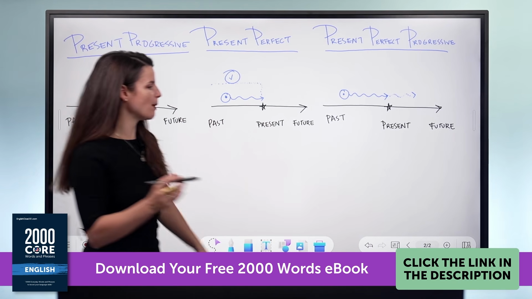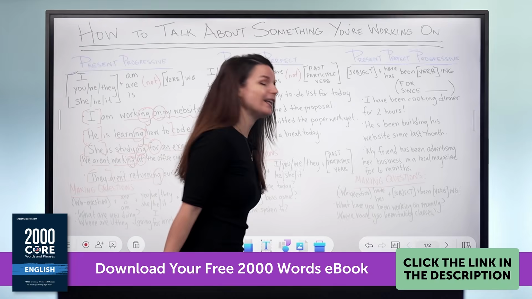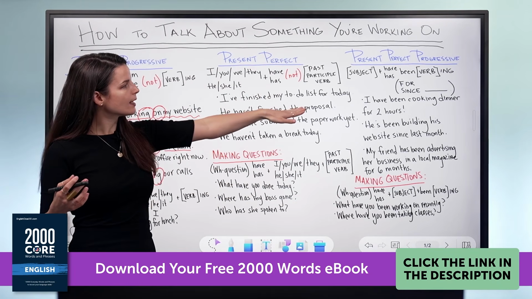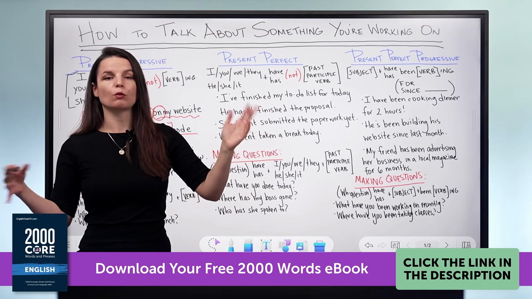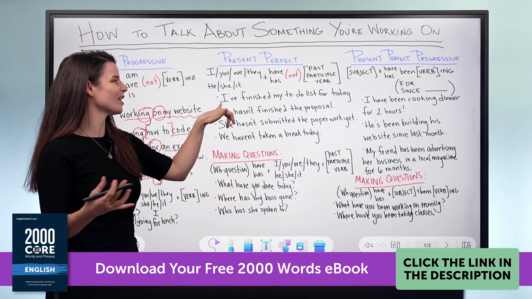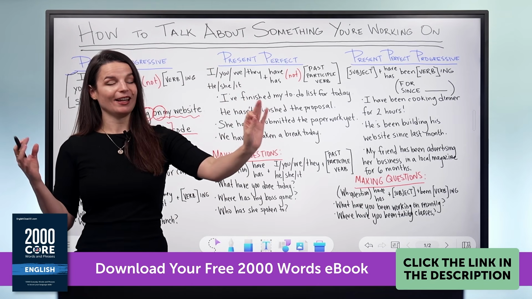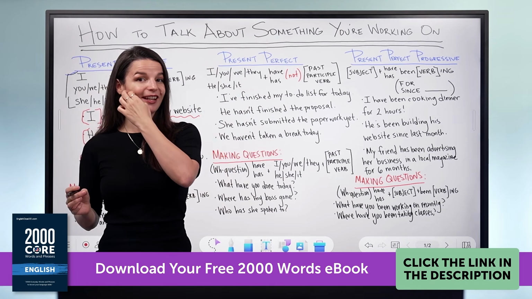So let's go back to the first part and take a look at our example sentences now. So how do we use these to express what we are working on? Here are some examples. I've finished my to-do list for today. I've finished my to-do list for today, okay?